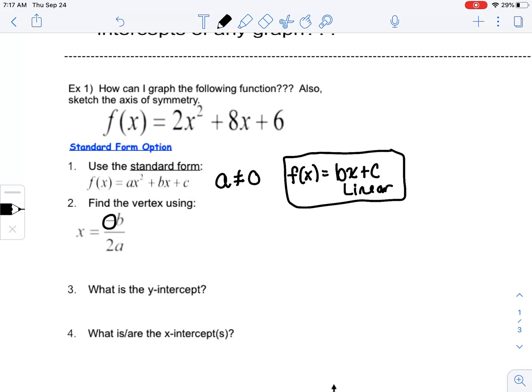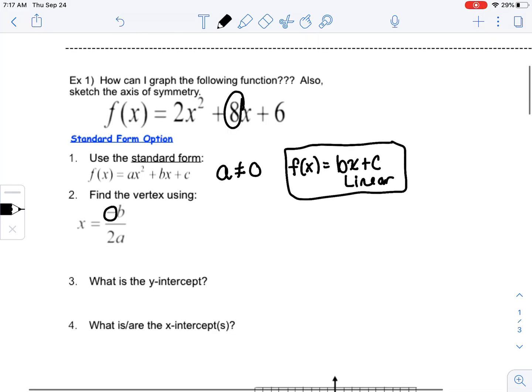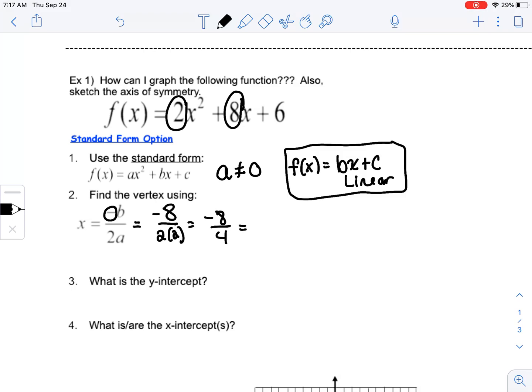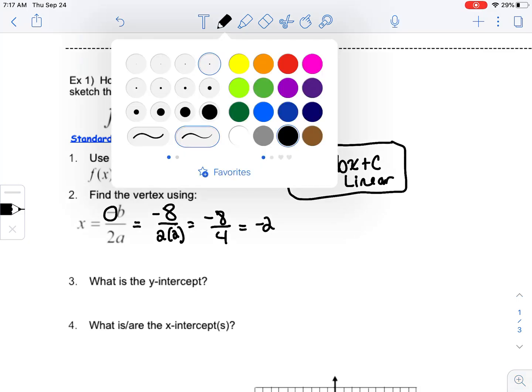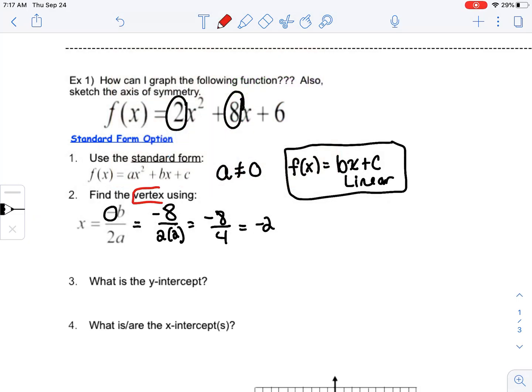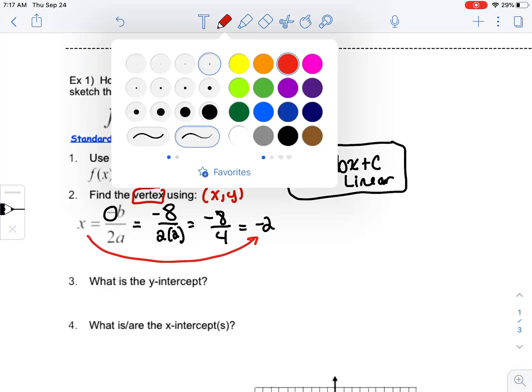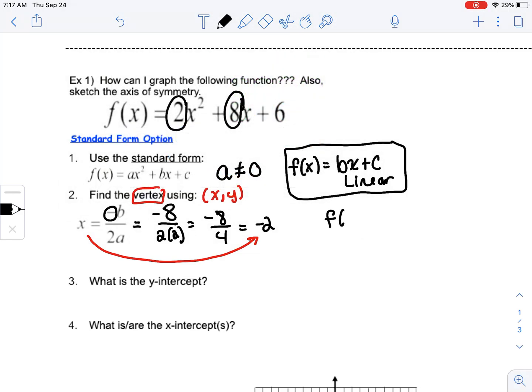To find the vertex of our parabola, we're going to be taking the opposite of b and dividing by 2a. So our b value is 8, our a value is 2. We'll do the opposite of 8 divided by 2 times 2. That's negative 8 over 4, or negative 2. Now keep in mind that a vertex is a point, so we're going to need an x and a y value, and so far we've just found the x value of that point.